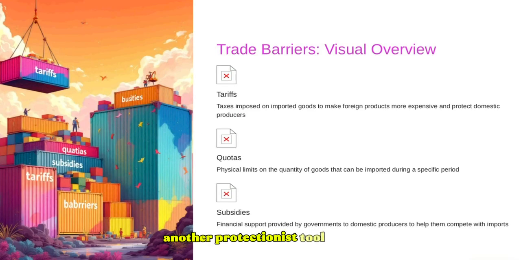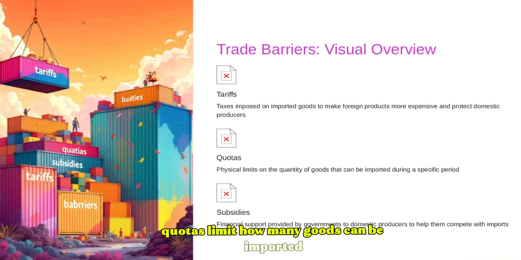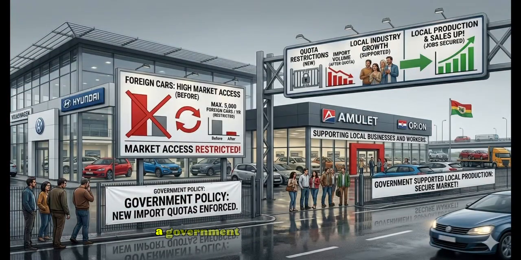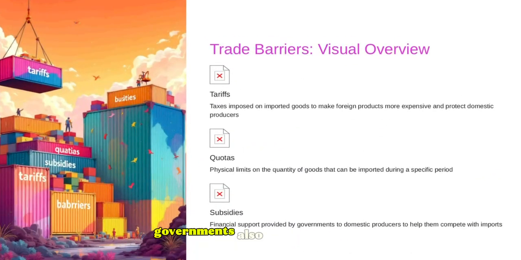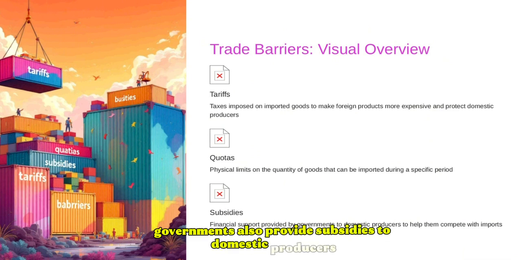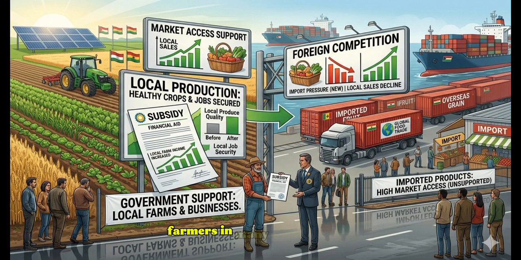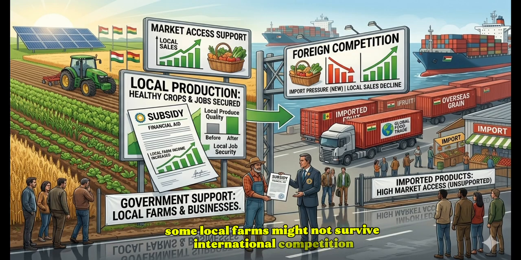Another protectionist tool is quotas. Quotas limit how many goods can be imported. For example, a government may allow only a certain number of foreign cars into the country each year to support local automobile companies. Governments also provide subsidies to domestic producers. For instance, farmers in many countries receive financial support from governments so they can compete with imported agricultural products. Without subsidies, some local farms might not survive international competition.